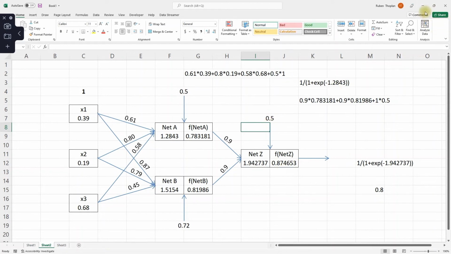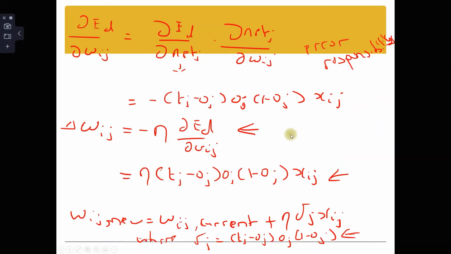So to be able to do so, we will need to use this formula, which says let's compute delta Z, which is obtained by Tj minus Oj times Oj times 1 minus Oj. So let's compute tz minus oz times oz times 1 minus oz. If you had another output node, you would have to compute it again for the other output node. So let's talk about the error responsibility for the output node, which is obtained by tz minus oz times oz times 1 minus oz.